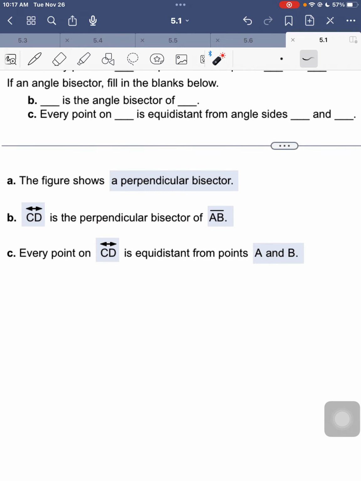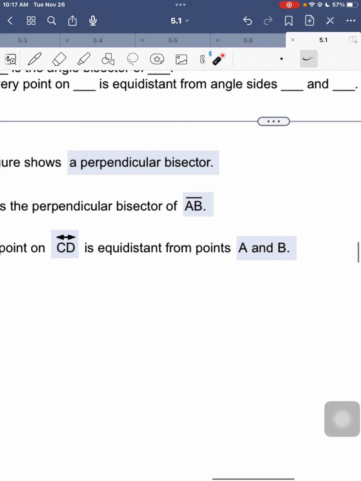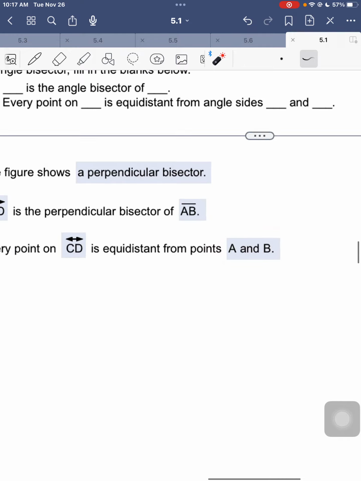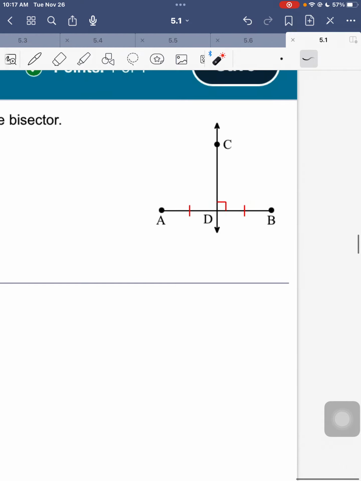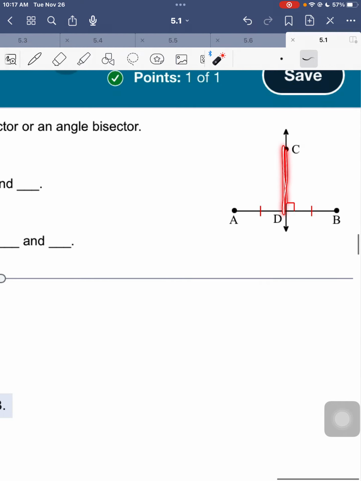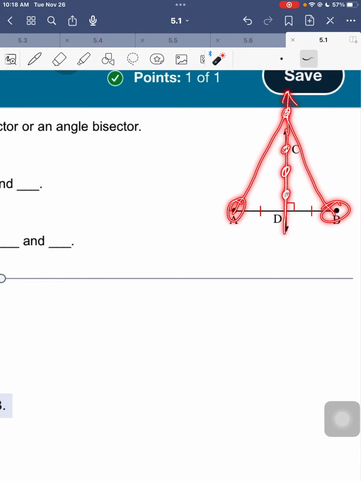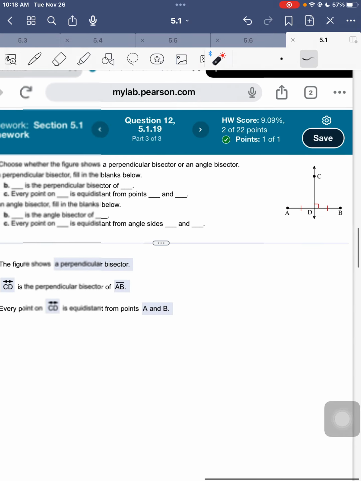So now we talked about this. Every point on CD is equidistant to points A and B. So what do you know about A and B? They have to be the what? The endpoints, right? So if we take a look here, line CD, every single point on this line CD, whether it's here or here or here or somewhere over here that we don't know, lines go on forever, right, is going to be equidistant to the endpoints that were bisected. Okay?